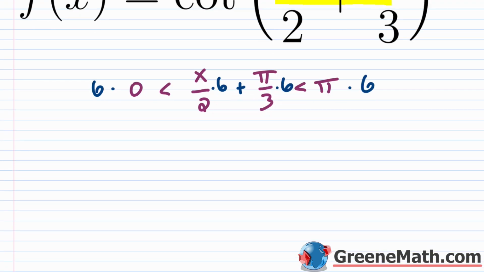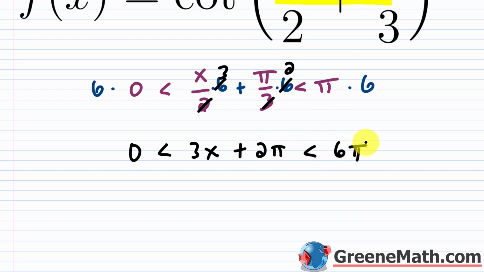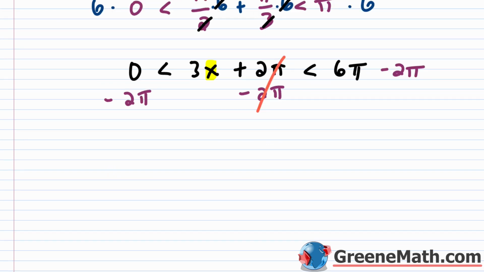Let me drop down a little bit. So as I just said, 0 times 6 is still 0. This is less than 6 divided by 2 would be 3, and 3 times x is 3x, and then plus 6 divided by 3 is 2. 2 times pi is 2 pi. And then this is less than 6 times pi is 6 pi. If you want to isolate x in the middle, then what you're going to do is subtract 2 pi away from each part here. Let me just put minus 2 pi here. And so this is going to cancel. We're going to have our 3x in the middle, and this is greater than negative 2 pi. And it's less than 6 pi minus 2 pi would be 4 pi.